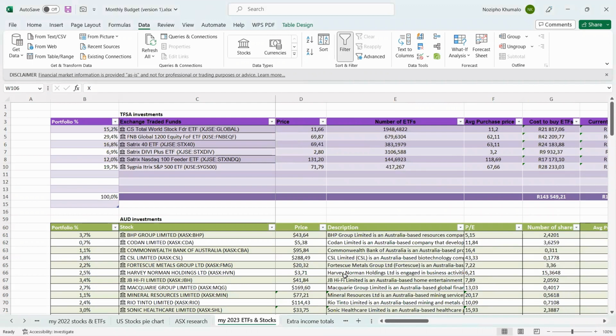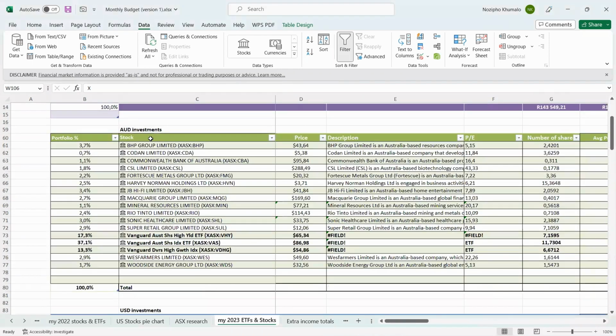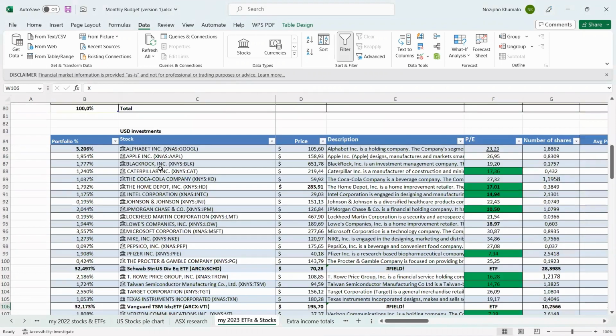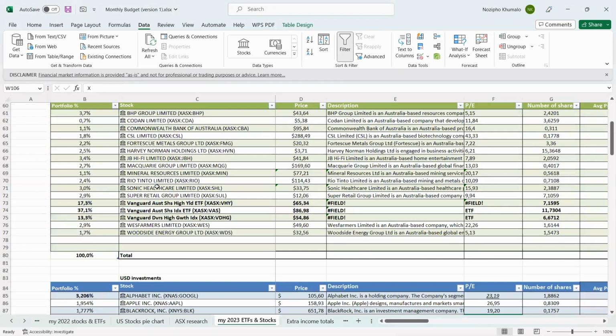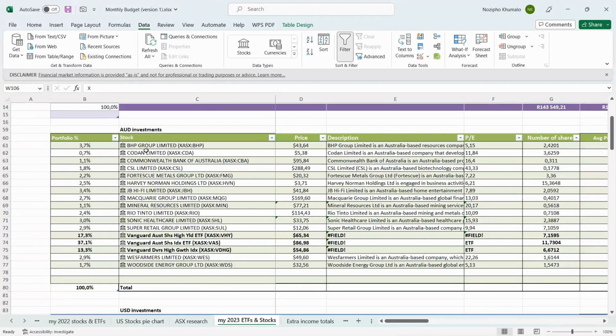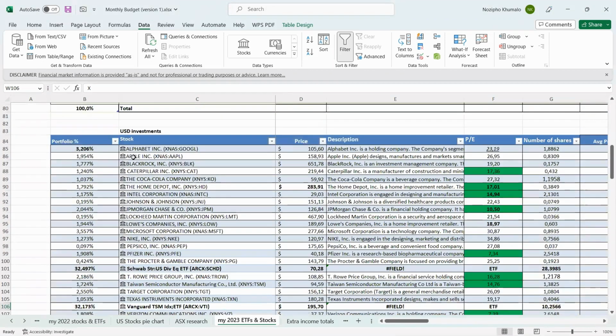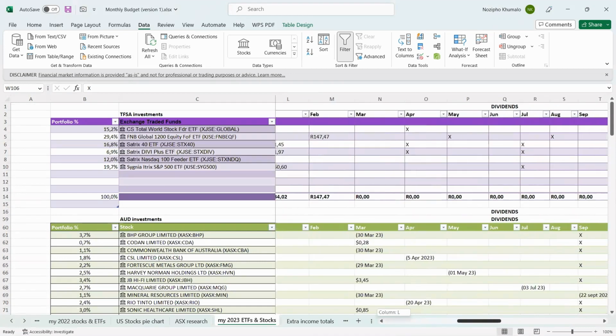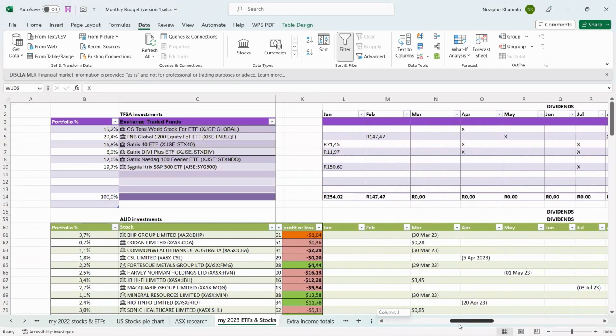So this is my spreadsheet, and this spreadsheet shows all of my investments on the stock market. It shows my TFSA investments, my Australian dollar investments, as well as my US dollar investments. All my stocks and all my ETFs are on these tables, and of course, they're color coded as well. The purple is for the TFSA, the green is for the Australian account, and the blue is for the US dollar account. Also, if I scroll to the right, you will see my dividend calendars. I record my dividends over here, and also when I expect dividends throughout the year.